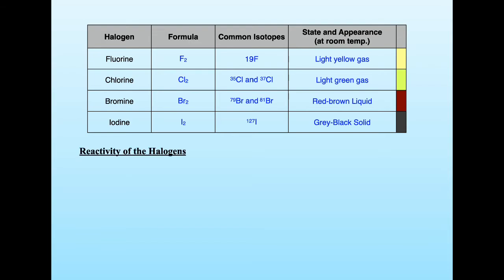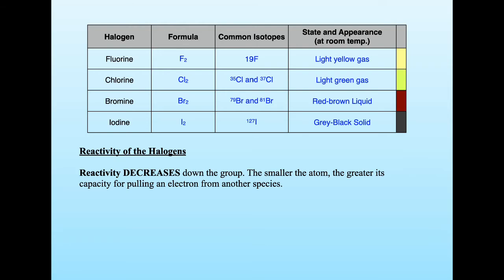Okay. The reactivity of the halogens, well, because they're non-metals, they tend to do things differently than to the metals. So they tend to do the opposite. They gain electrons where the metals lose electrons. So their reactivity actually decreases down the group. If you remember group 1 metals, their reactivity increased down the group. But in the case of the halogens, the reactivity decreases down the group.